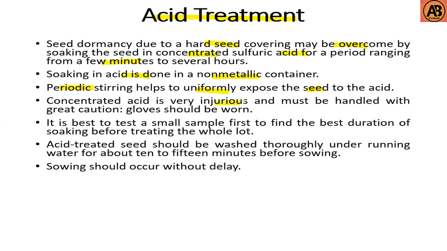Concentrated acid is very injurious and must be handled with great caution. Gloves should be worn. It is best to test a small sample first to find the best duration of soaking before treating the whole lot. Acid treated seed should be washed thoroughly under running water for about 10 to 15 minutes before sowing. Sowing should occur without delay. So this is the process of acid treatment.